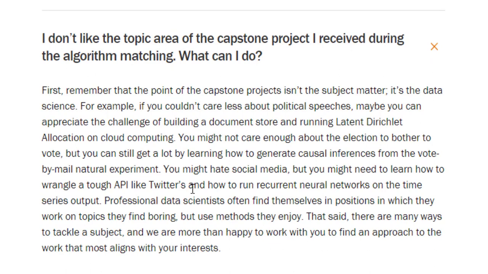What can I do? So they have very positively encouraged people that it is not about the subject matter in this. The thing is about data science. All you have to do is to leverage data science to solve that particular problem. In the real world as well, you might come across a lot of problems which you might not want to go into, but as a data scientist, you will have to face them.